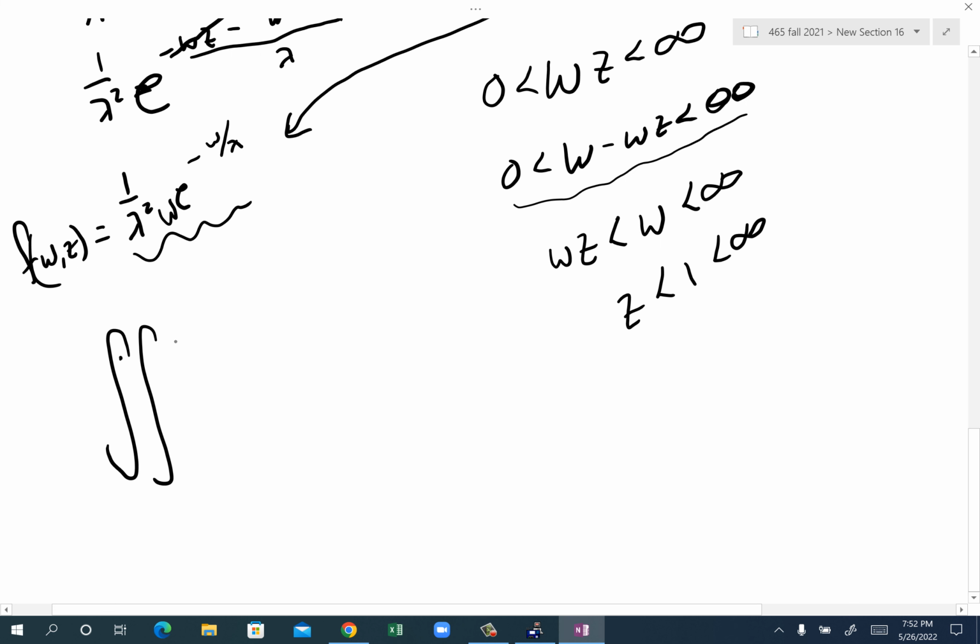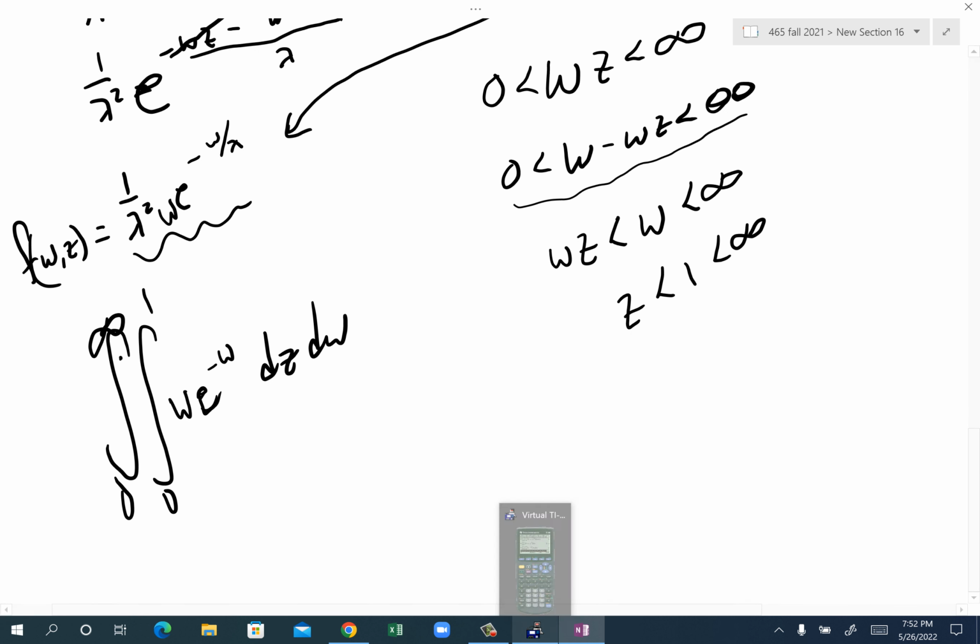So first, I'm going to let lambda equal 1, just for fun. We'll come back and look at it in a minute with something other than 1 and see what happens. We'll see that it works, of course, as well. So I'm going to do dz, dw, going 0, 1, 0, infinity. Let's see if this works out.